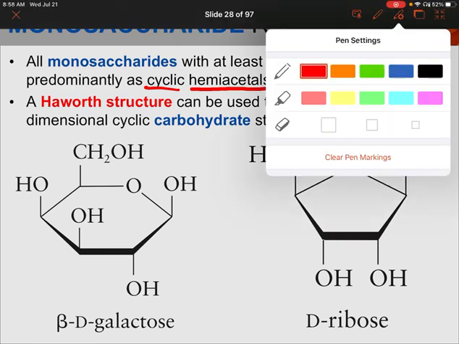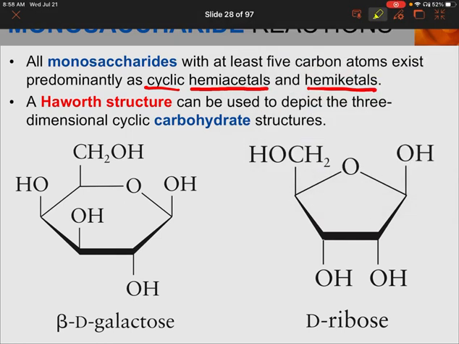So notice in galactose, we have our hemiacetal there. And then ribose, we also have a hemiacetal. Okay, so we talked about hemiacetals and hemiketals before. So if you want to go back and review that information, you can.